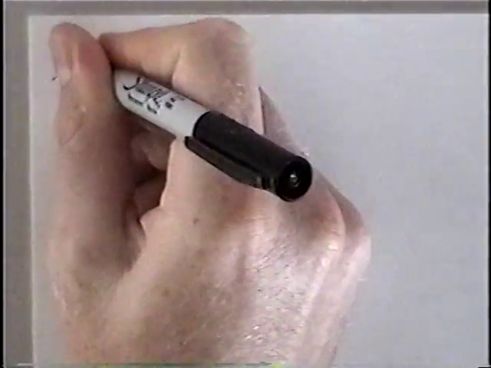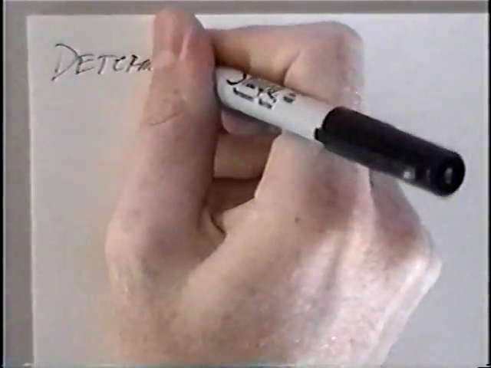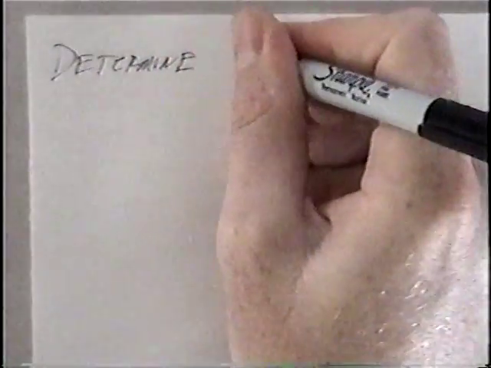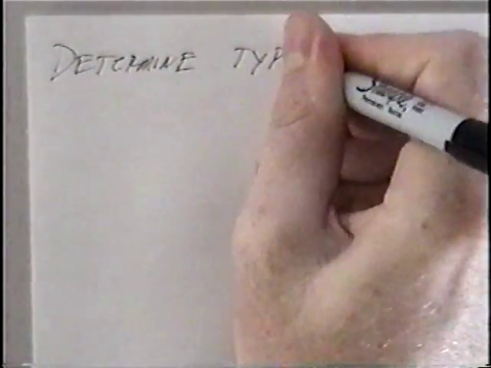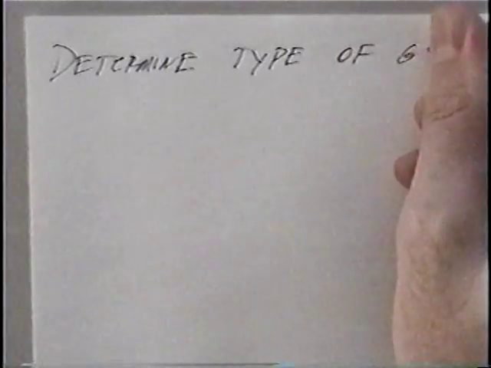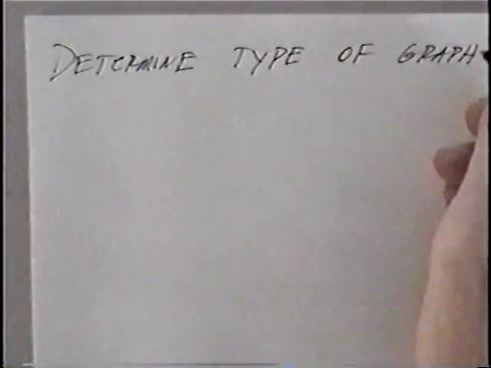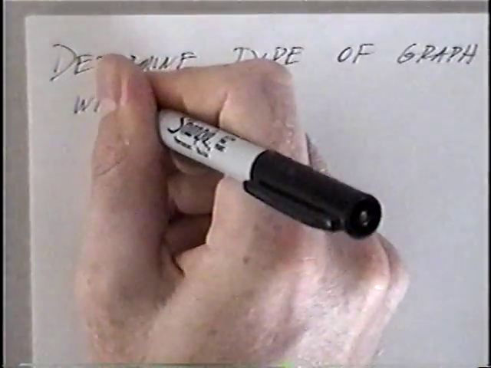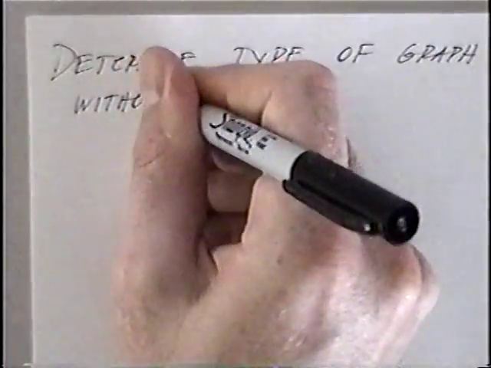Title of the first section is Determine Type of Graph Without Factoring.